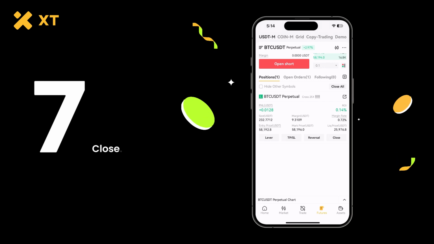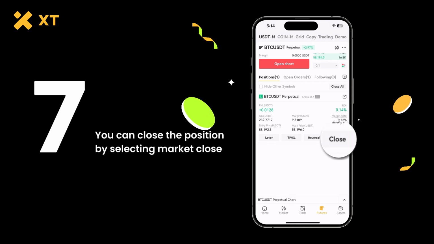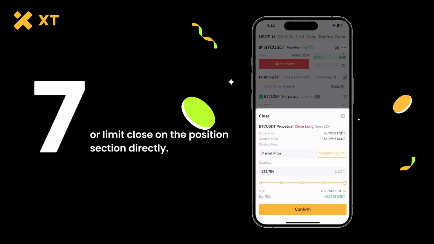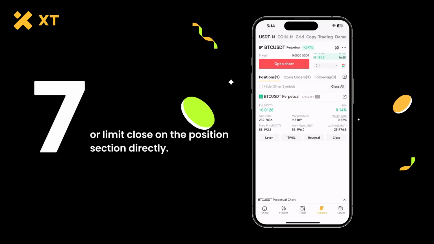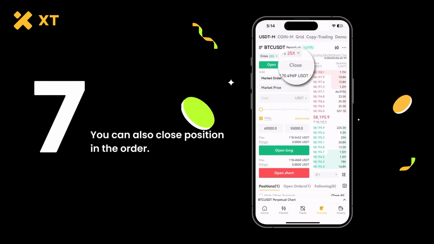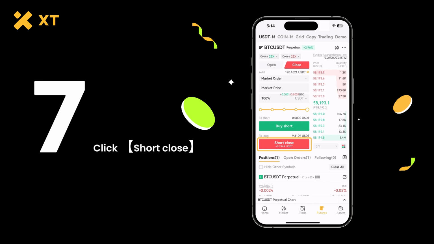Step 7. Close. You can close the position by selecting market close or limit close on the position section directly. You can also close position in the order. Click short close.